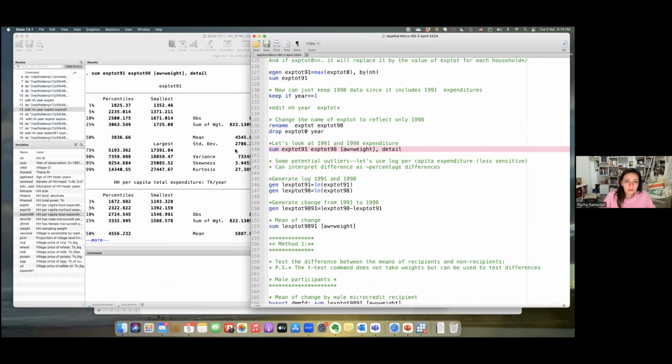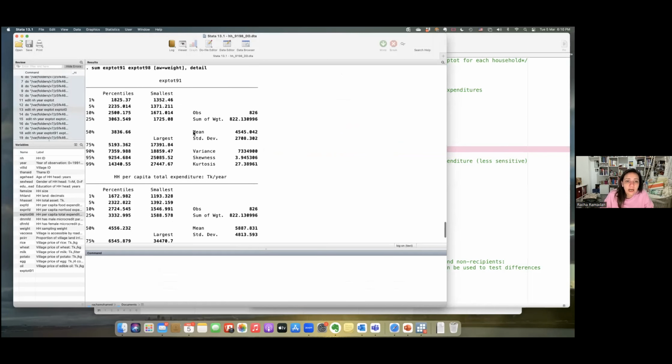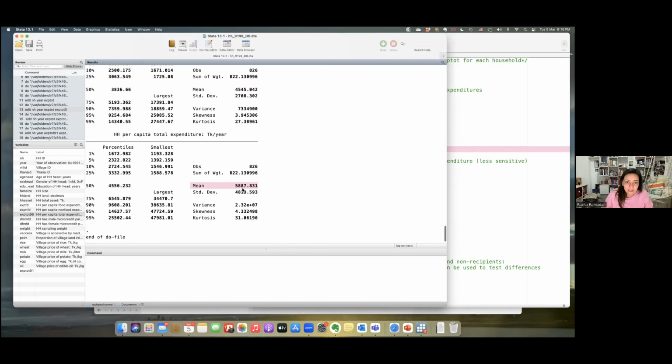And I do the total, the sum of the two variables. So on average, the total per capita expenditure in 91 was 45 taka in Bangladesh, and in 98, of course corrected for inflation, the average increased and became 58.87.